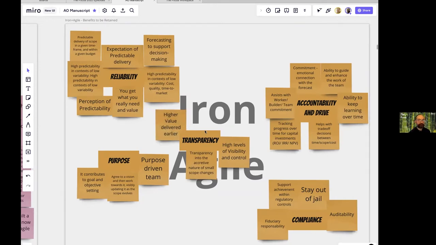So this is how I get good forecasting, good predictability of delivery, right? Now, also, if I have this clarity of availability and capability, I also get transparency. I get high levels of visibility and good control. I notice what is actually happening. I can actually take action. I also have really good accountability, and I can have good drive because we can see this is what we're delivering. This is what's happening. We don't have a lot of indecision. We're making good choices. We keep learning and getting better over time.